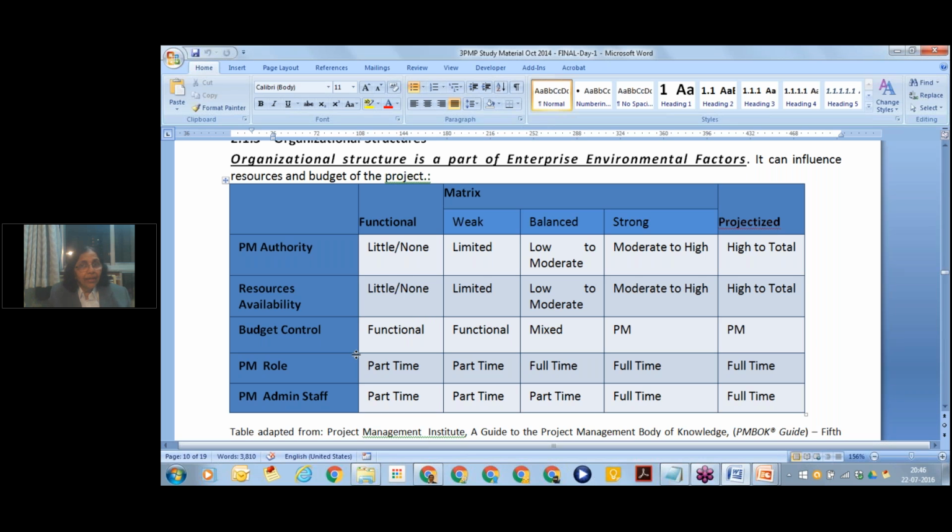Why is this happening? He has all the powers as a functional manager. I don't have any power as a project manager. If this is the scenario, then you are working in a functional organization.